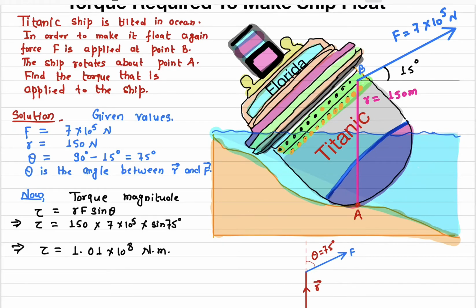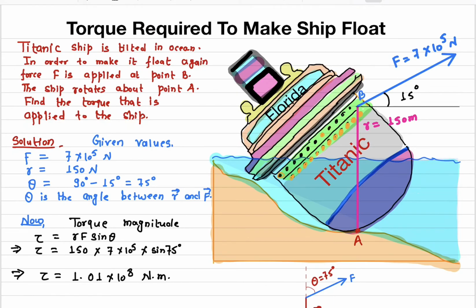So this is the torque required to make the ship float, or the torque that is being applied to the ship. So this is it for calculating the torque if the force and the position are given.